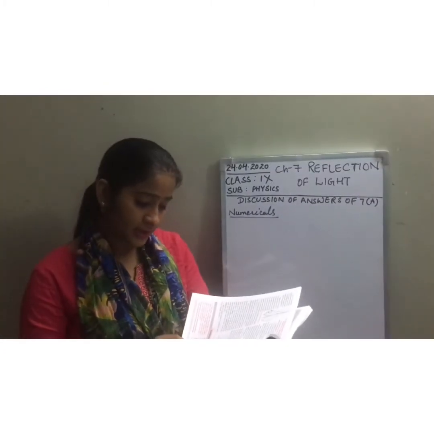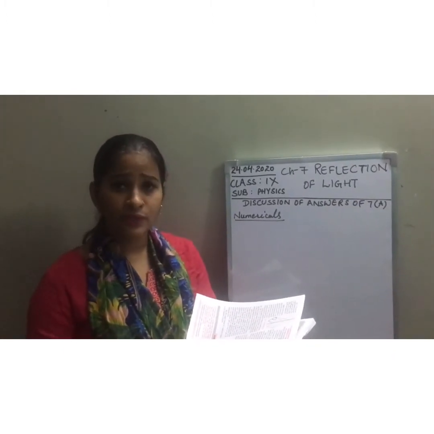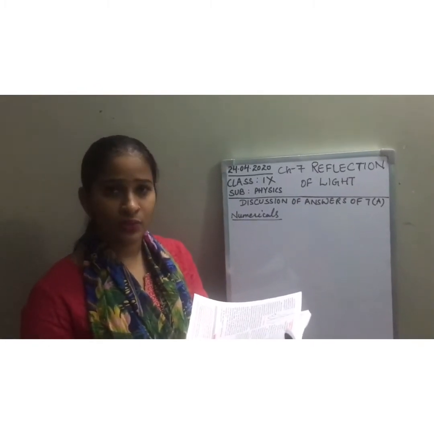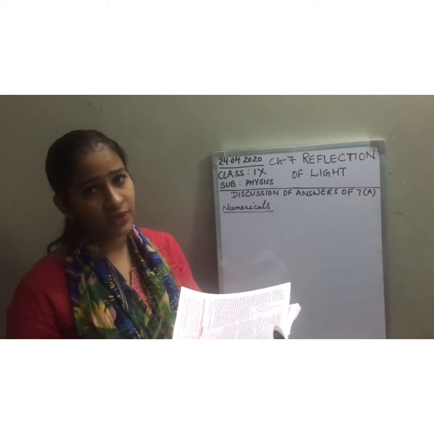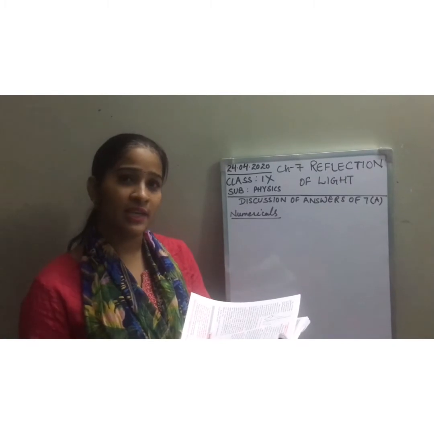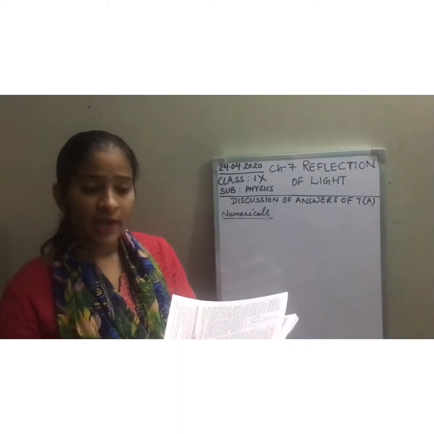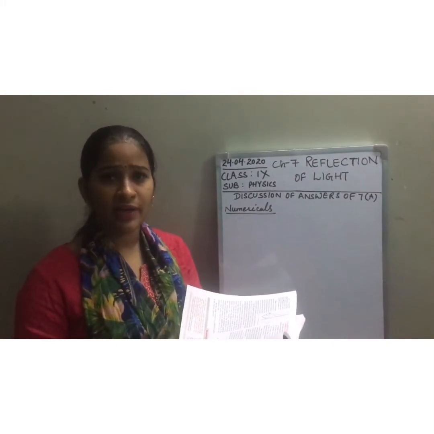Next is incident ray. What is an incident ray, students? The ray which strikes the plane mirror at some point is known as the incident ray. C part is reflected ray. What is the reflected ray? The ray which, after striking, goes back in the same medium is known as the reflected ray.